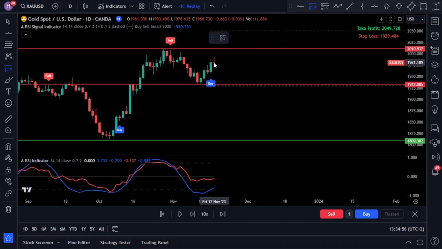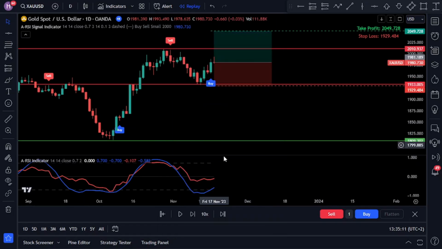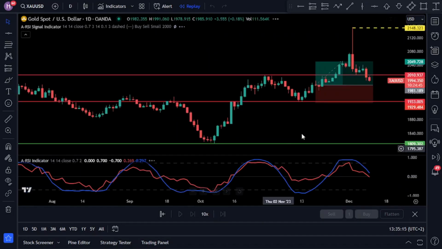Now, once the candle has closed, I will enter my buy trade. For the buy trade, I will use the stop loss and take profit provided by the indicator and let the trade run its course. By entering the uptrend during a pullback, the indicator provides us with a fantastic entry opportunity.